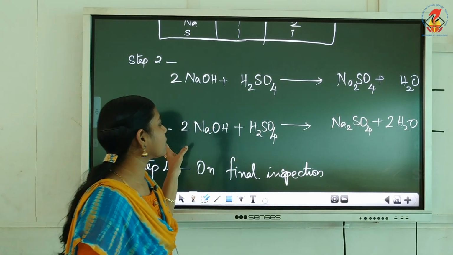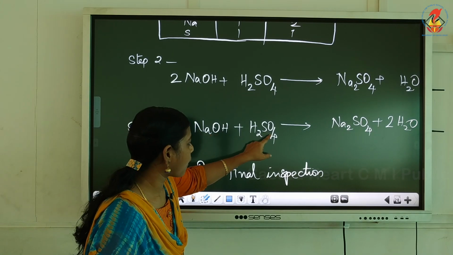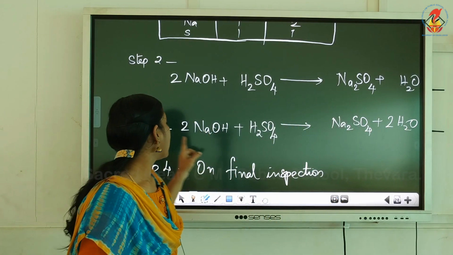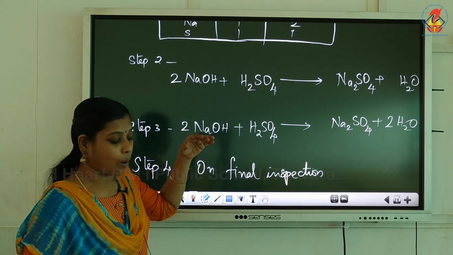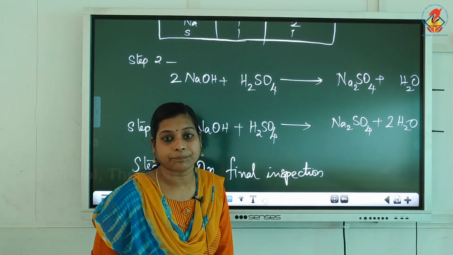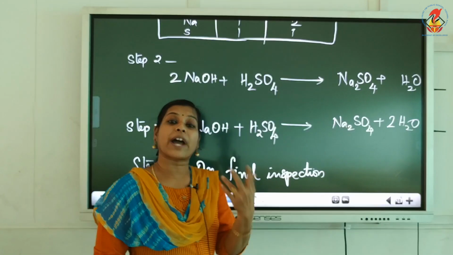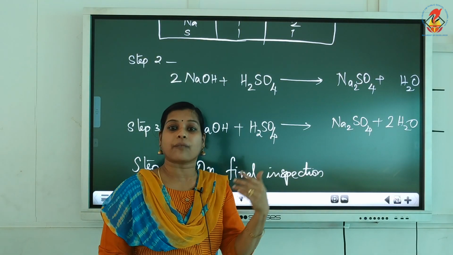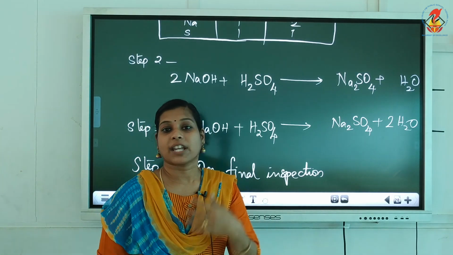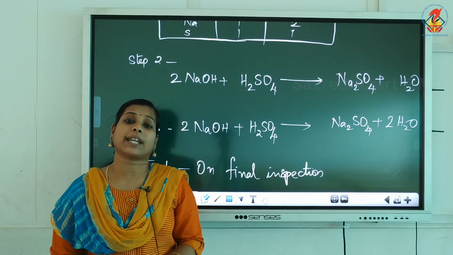So the number of hydrogen is now equal, but the number of oxygen changed there. 2 plus 4, 6, and here it is 4 plus 2, 6. So now all the elements on both sides, reactant as well as product side, are found equal. So for step 4 we are writing the conclusion. On final inspection, the number of atoms of different elements on both sides of the equation are found equal, hence the equation is balanced.